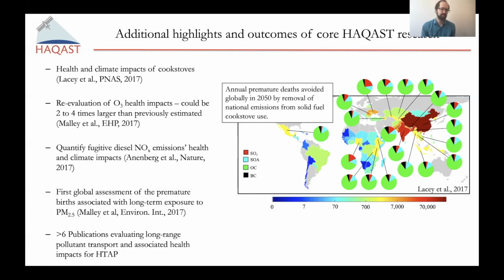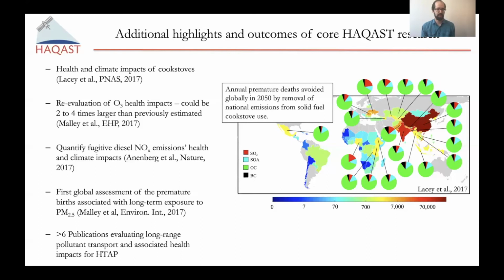We also use modeling results to reevaluate the global burden of disease associated with long-term exposure to ozone, suggesting that it could be 2 to 4 times larger than previously considered. In a study led by Susan Annenberg, we used our satellite-constrained model simulations to quantify the health and climate impacts of fugitive diesel NOx emissions. Again, using our satellite-constrained estimates of PM2.5 combined with model simulations.